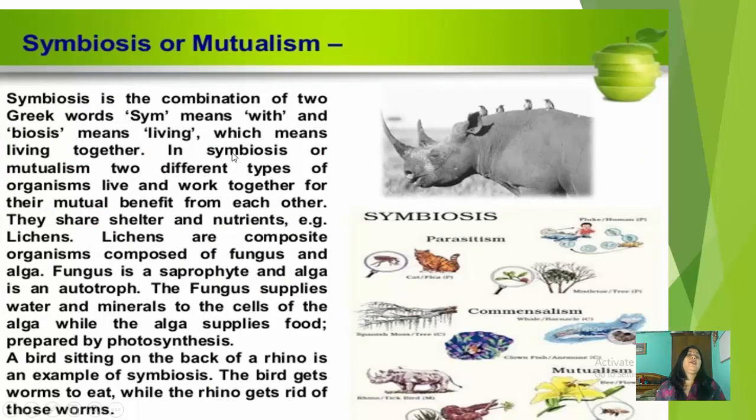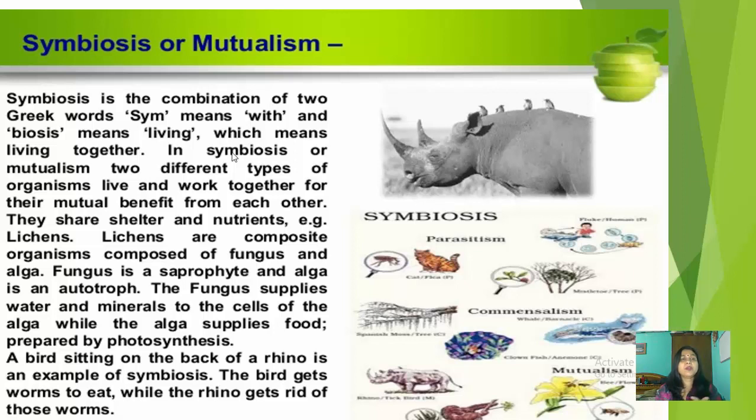Now, the fourth type of heterotrophic nutrition is symbiosis or symbiotic plants, or it is also known as mutualism. Symbiosis is the combination of two Greek words. Sym means with and biosis means living. Wherever you find this word bio, biology means life science, biodegradable means which can be decomposed, biosis means living. This word symbiosis means living together.